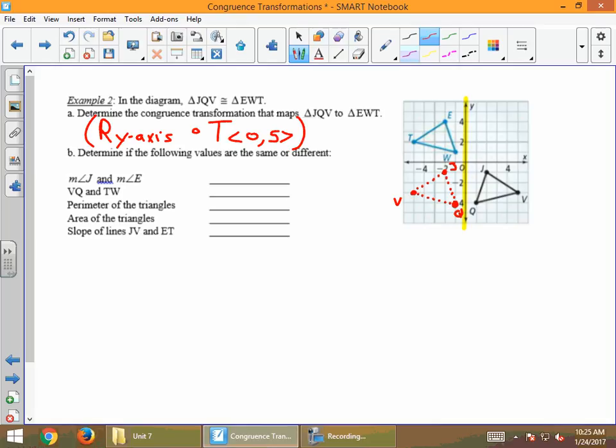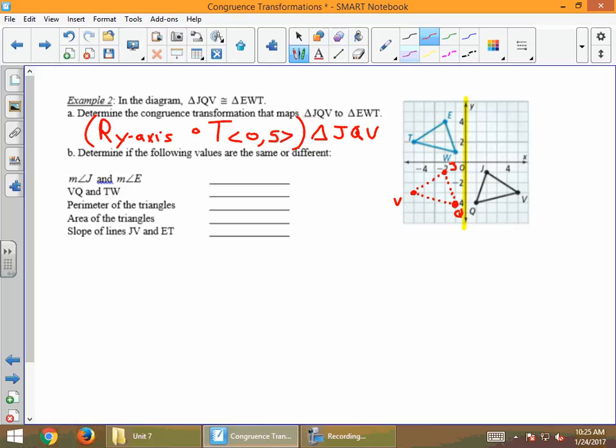Now, what did we move? We moved triangle J, Q, V. And this is how your statement's going to look. The thing inside the parentheses is what your moves are, and then the thing outside of it, behind it, is going to be what you move.